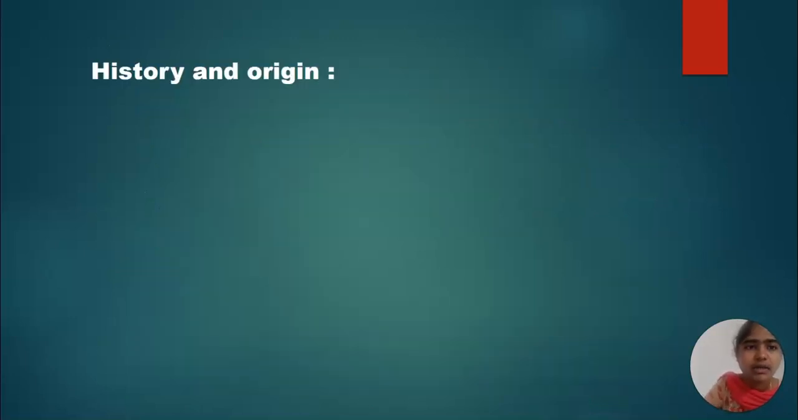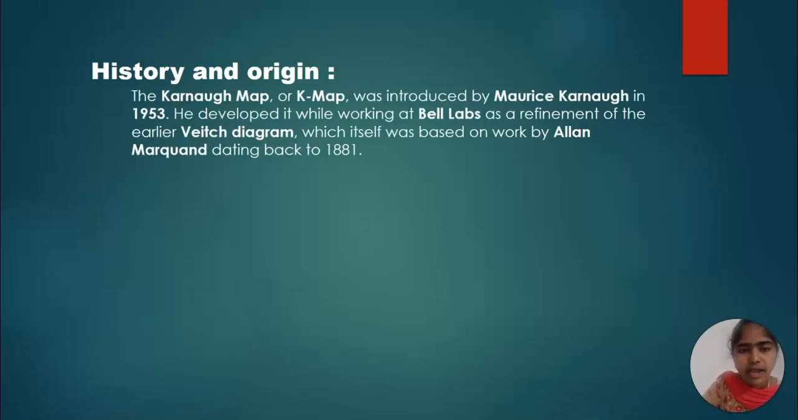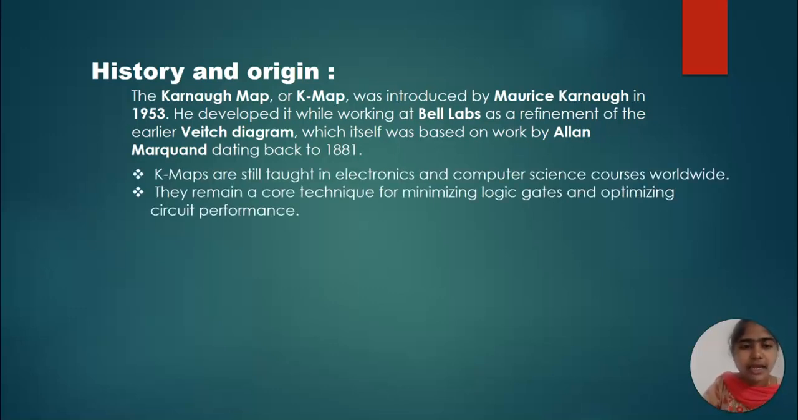History and the origin. We have to know who did the experiments using the K-map. The Karnaugh map, or K-map, was introduced by the telecom engineer Maurice Karnaugh at Bell Labs in 1953. He developed it as a refinement of the earlier Veitch diagram, which itself was based on work by Allan Marquand dating back to 1881.